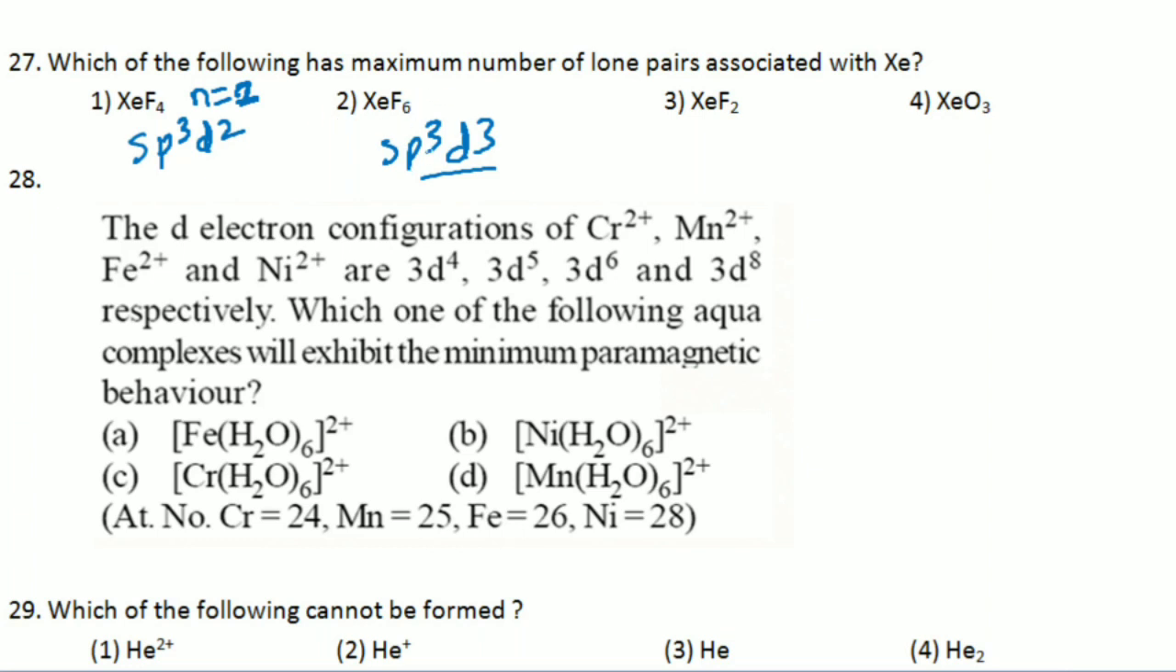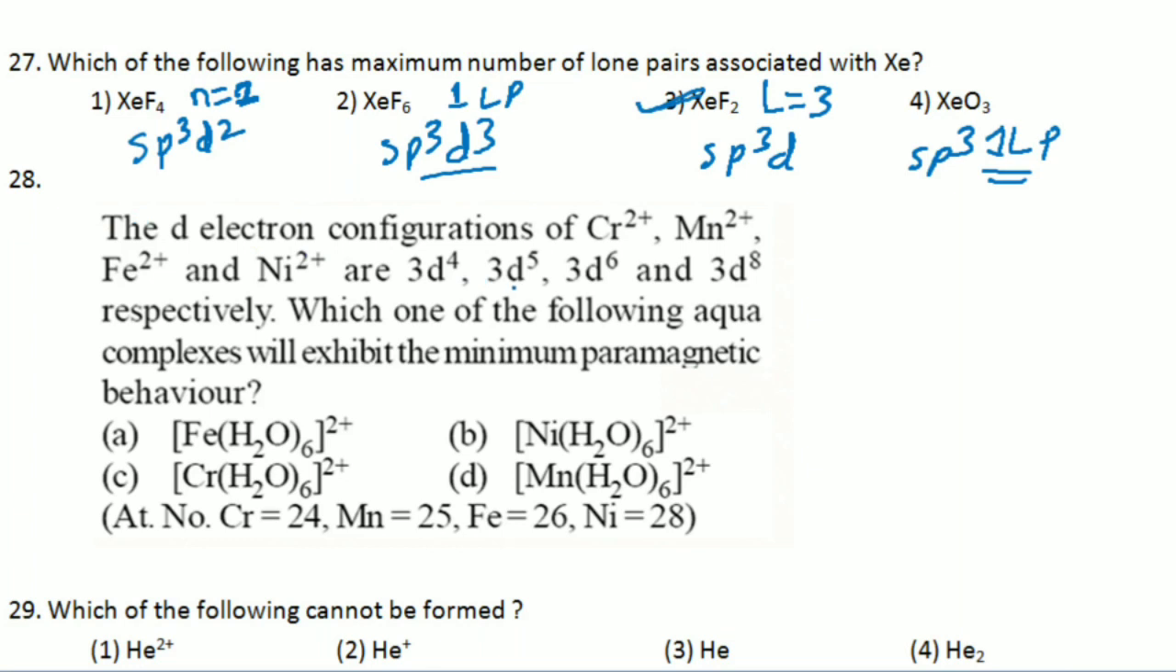So 7 should be surrounded, but 6 is there, hence 1 lone pair. XeF2 hybridization will be sp3d. 5 should be surrounded, but 2 are there, which means lone pair is equal to 3. XeO3 is sp3 hybridization and 1 lone pair is present in this particular case. Hence the highest maximum lone pair is in XeF2.